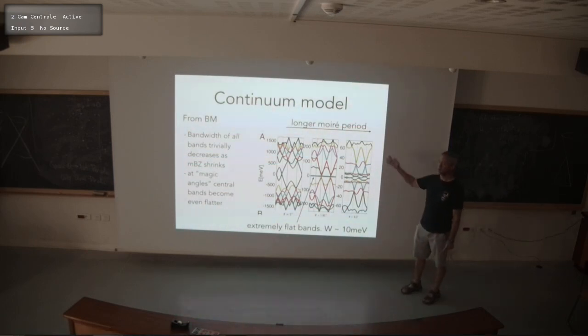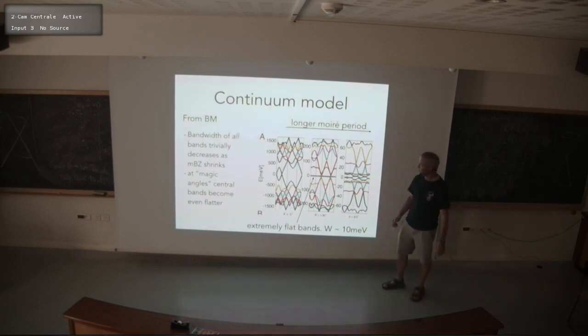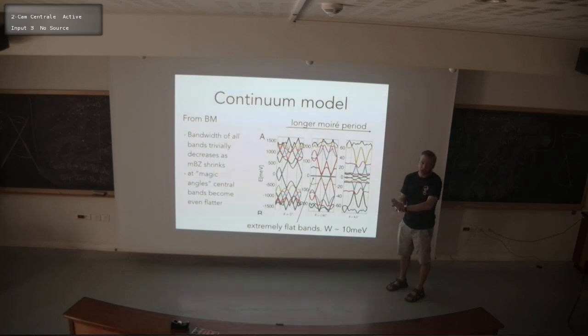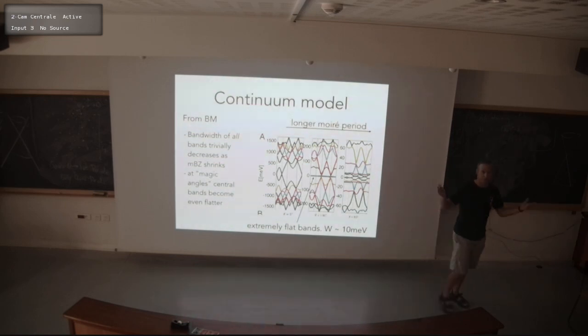Early days, there was some work from Antonio Castro Neto and other people, probably Paco Guinea, many of the old-time graphene people. They already knew there would be some band narrowing from these effects as you made the moiré angle smaller, but the most natural speculation was the bands would just continuously get narrower and narrower. The crazy, weird thing is that's not the case. Actually, the bandwidth oscillates. So there are these magic angles where things get very flat, and in between it gets big again.